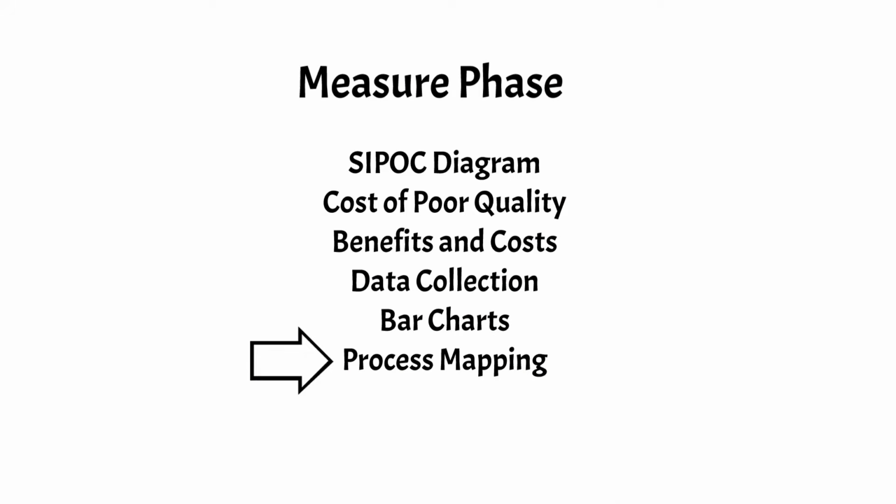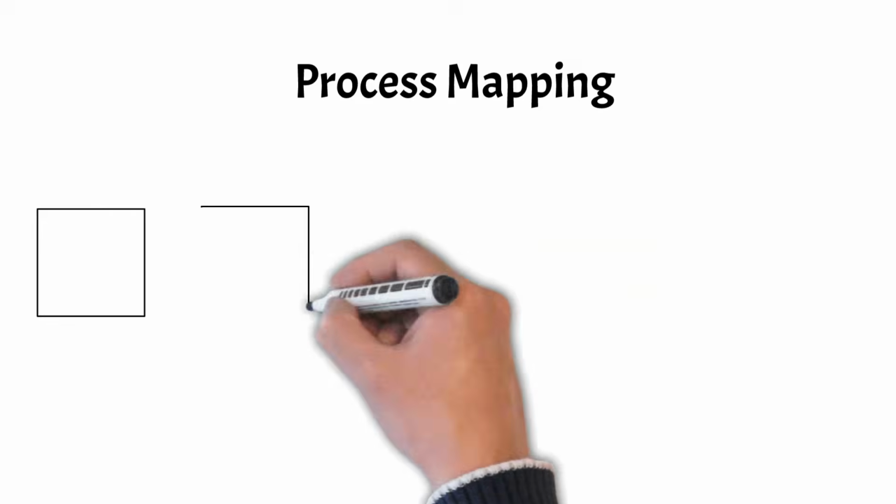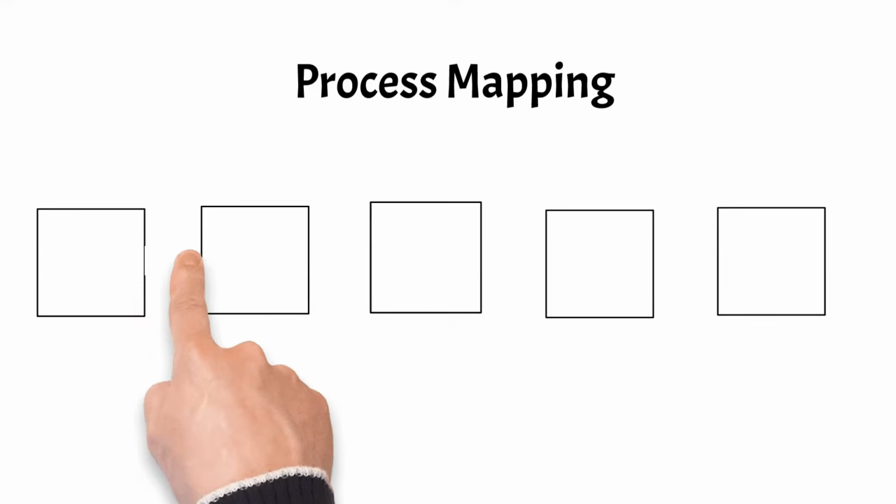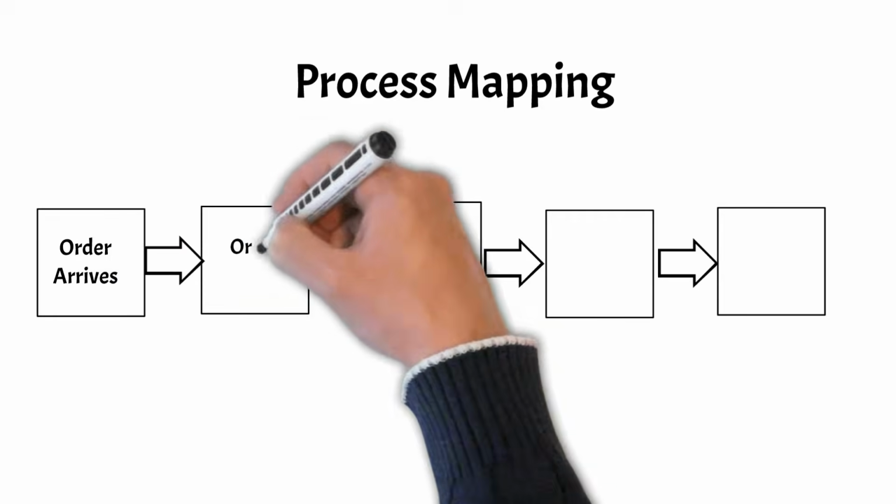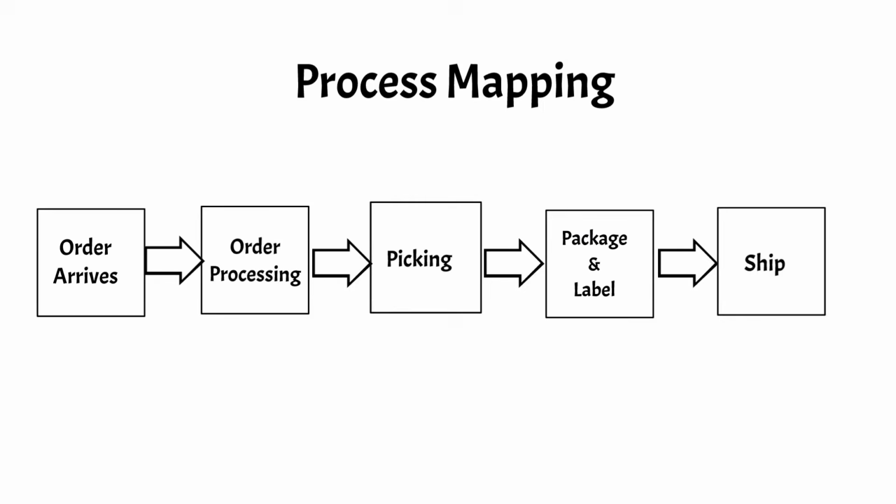Process mapping. But data is not enough. It also is important to understand the flow of steps between receipt and shipment of the order. To do this, a value stream map, or VSM, is created.